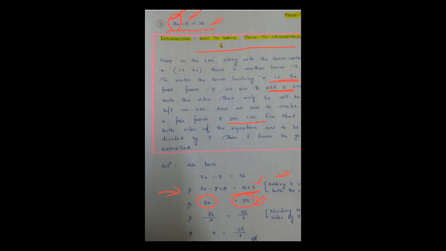Now for making x independent of 7, we have to divide both the sides by 7, because 7 is initially multiplied to x. So we have only one way out in our hand to remove 7, that is division of both the sides by 7. So x is kept alone on the left hand side, while on the right hand side we are getting 25 by 7, and this is the required answer.